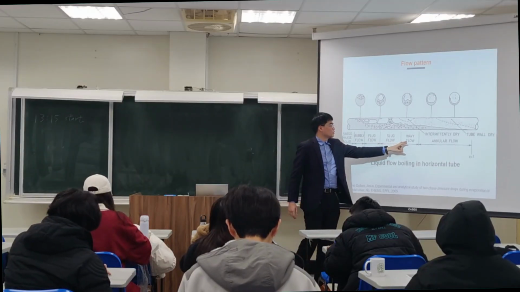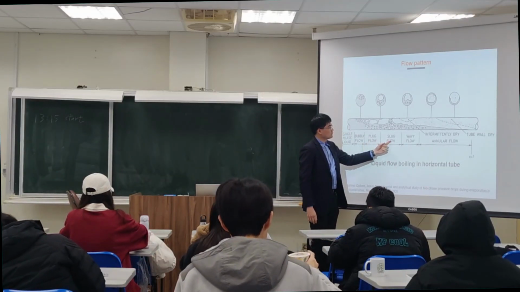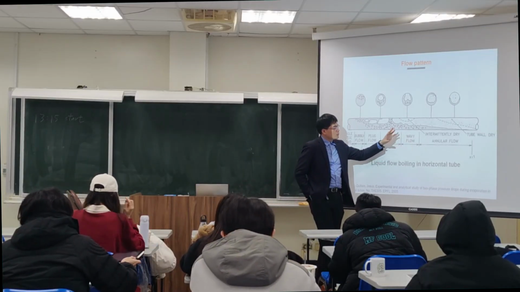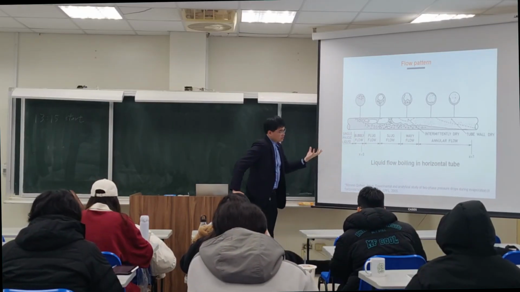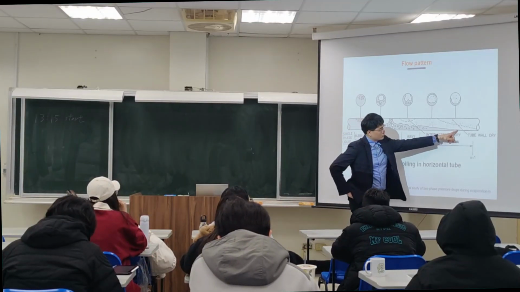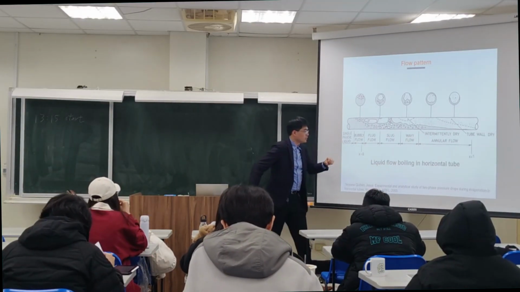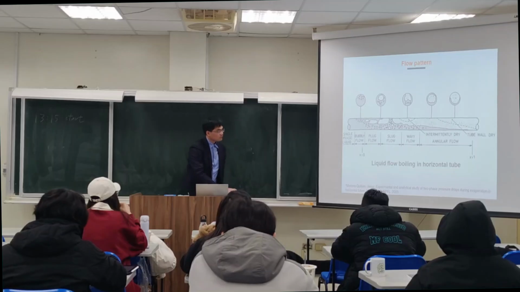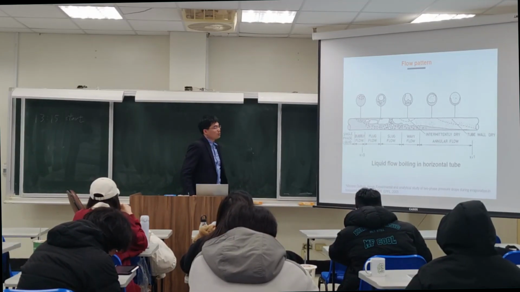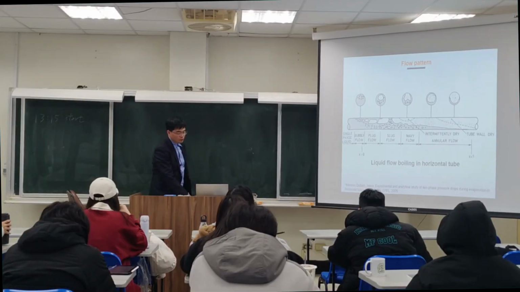Remember that the sequence might be different. It could be wavy flow first and then plug and slug flow, or plug and slug flow first and then wavy flow. After the liquid is heated inside the pipe, annular flow will show up. So this is just a short review of what we covered last week: the different flow patterns and how they form.